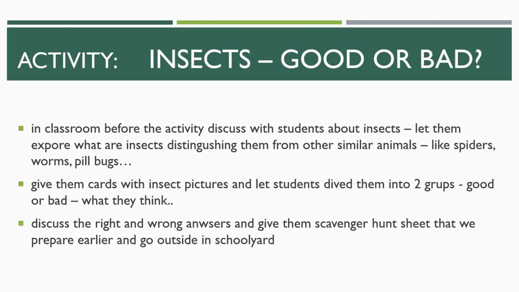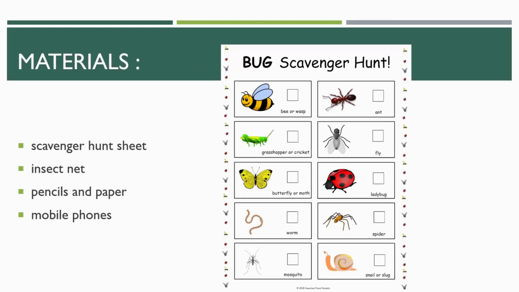and give them the scavenger hunt sheet that we prepared earlier and go outside in the schoolyard. What will you need for this activity? You will need a scavenger hunt sheet, insect net, pencil and paper, and mobile phones.